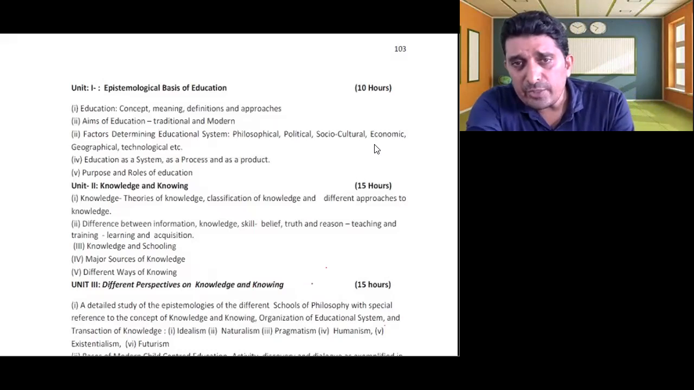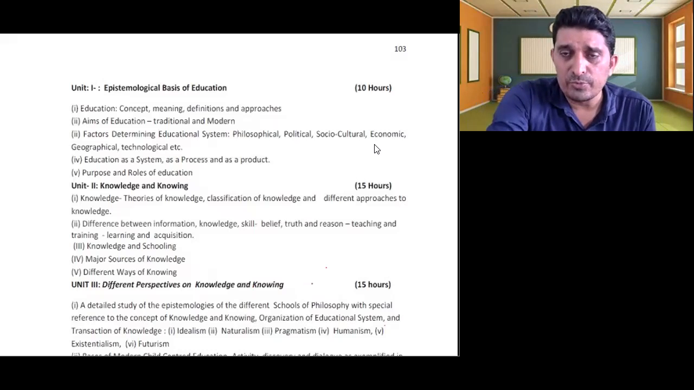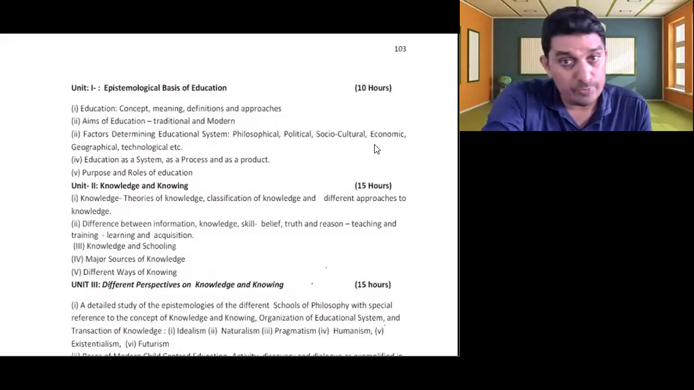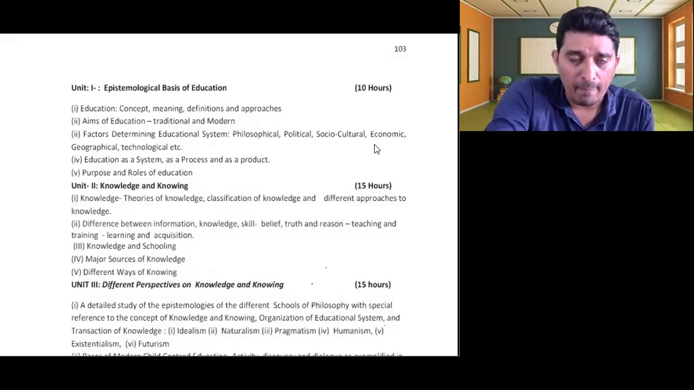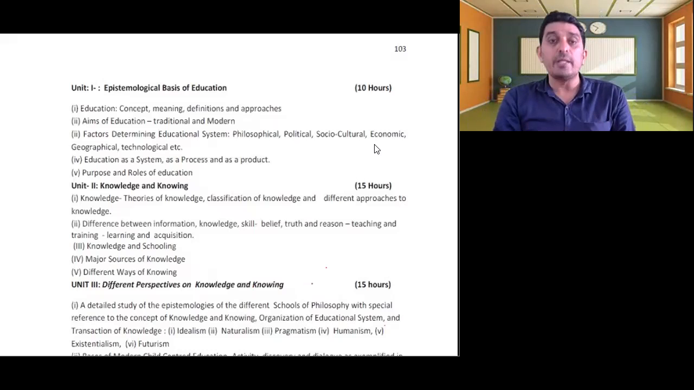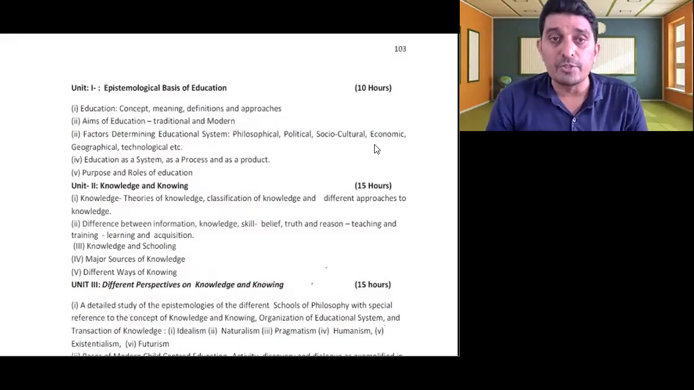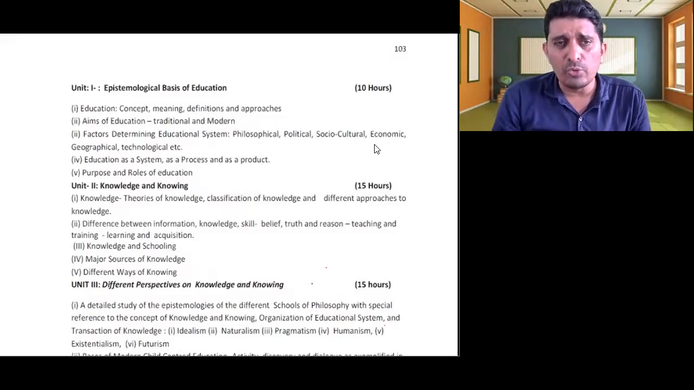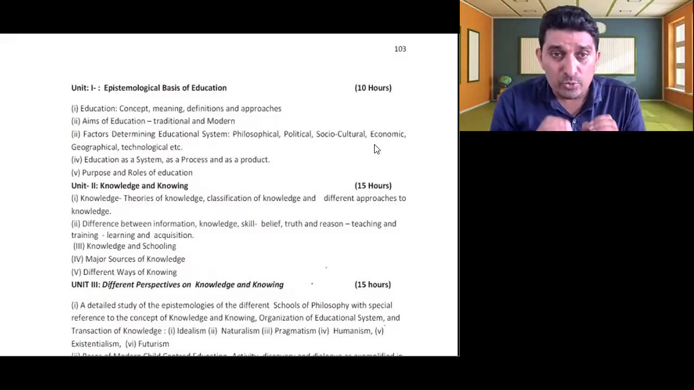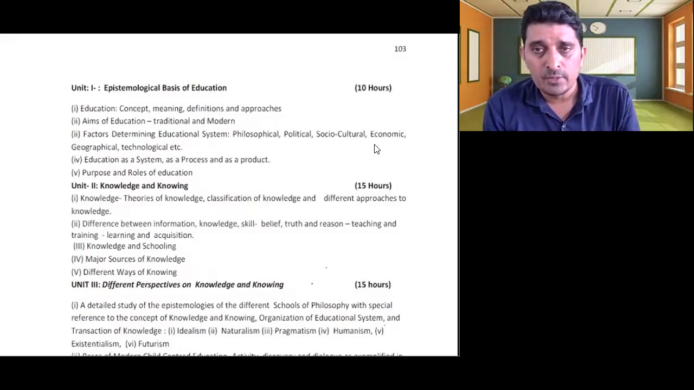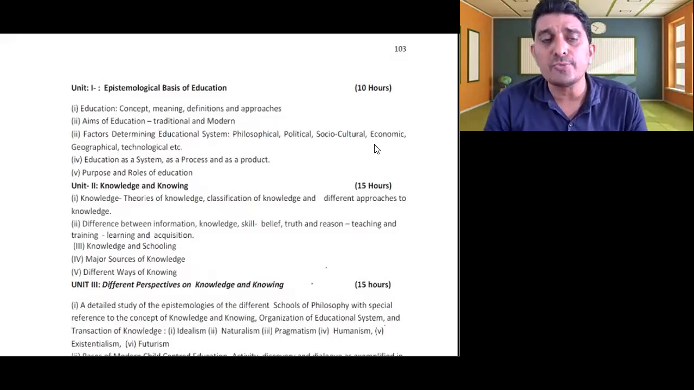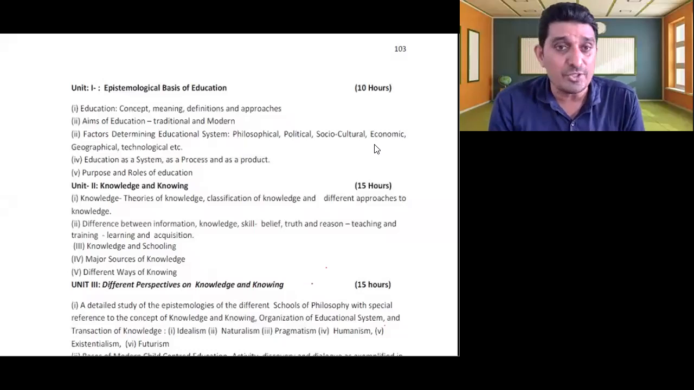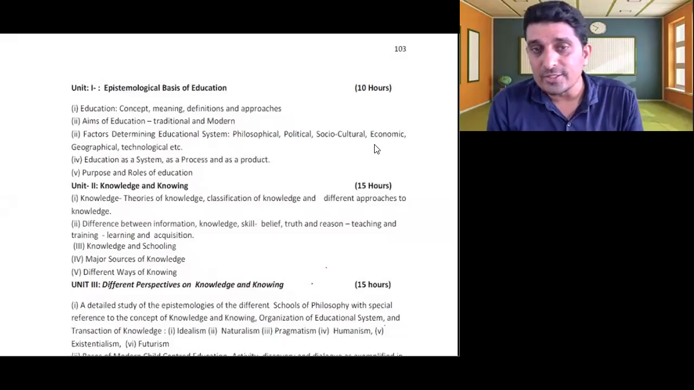So we will be looking at factors determining the educational system: philosophical factors, political factors, socio-cultural factors, economic factors, geographical factors, and something like that. Each educational system is established on the basis of some factors, on the influence of some factors. What are these factors? How do these factors influence the educational system? We are going to discuss all these things as a part of this paper included in your syllabus.